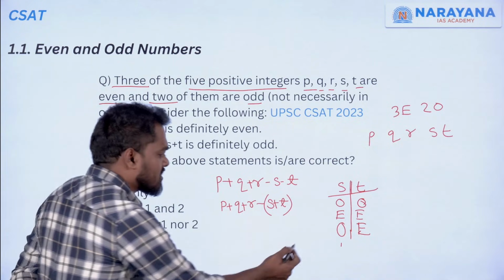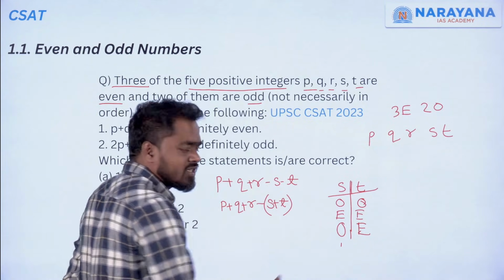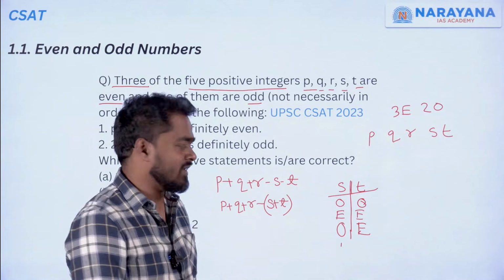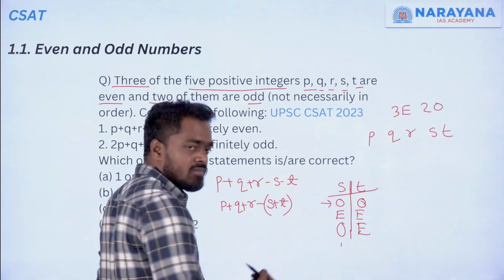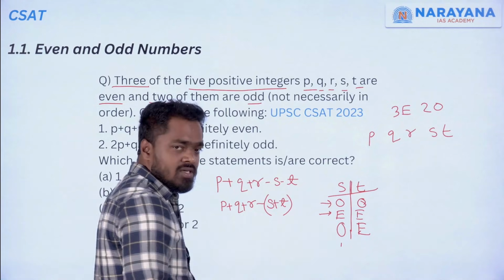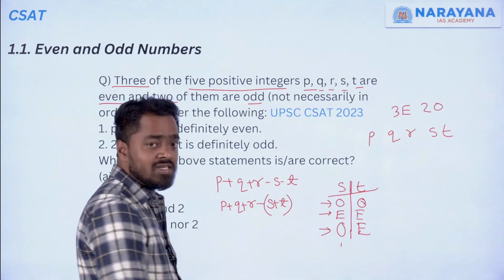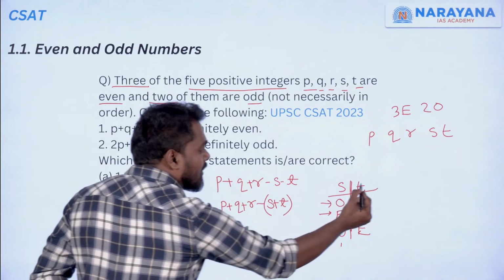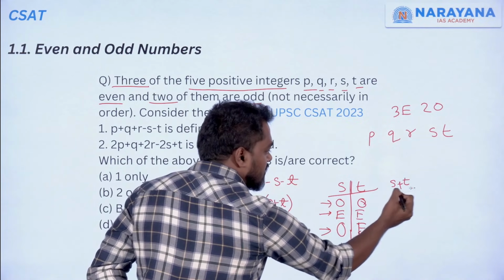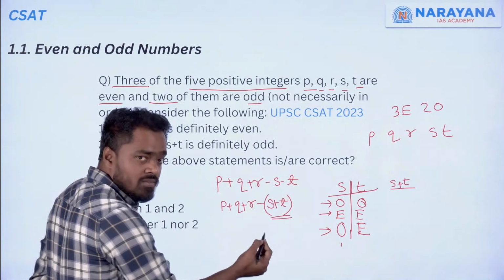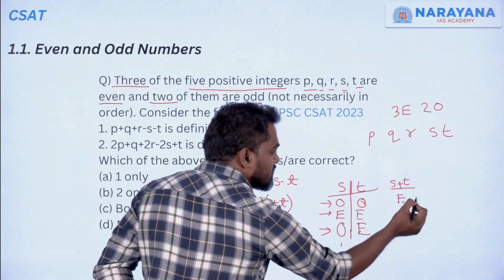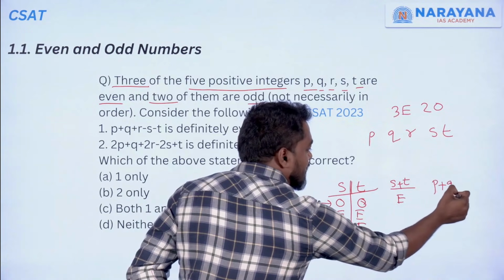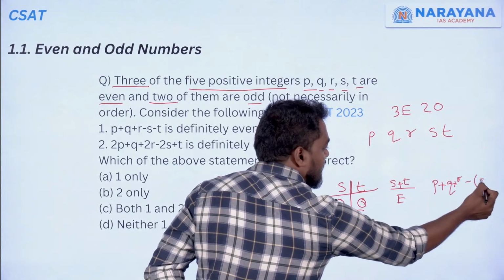But these are the three. These are almost the same. This is odd, that is even, this is even, that is odd. So that is the same condition only. So we have three possibilities for S and T. One is both are odd numbers, both are even numbers, and one is an odd number and one is an even number. So if you see S plus T, in the first case what will happen? If you are adding two odd numbers, you are getting an even number. Okay. Now P plus Q plus R minus S plus T.